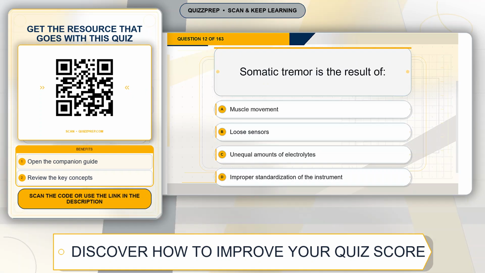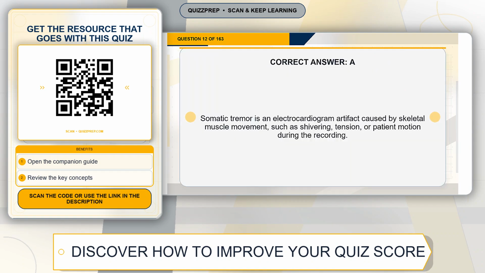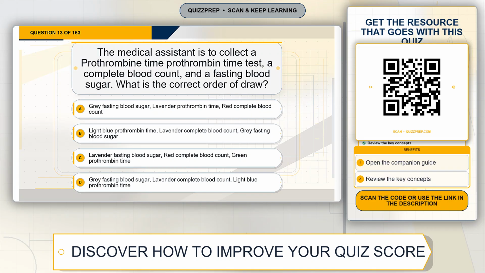Question 12. Somatic tremor is the result of Option A, muscle movement, Option B, loose sensors, Option C, unequal amounts of electrolytes, Option D, improper standardization of the instrument. The correct answer is Option A, muscle movement. Explanation. Somatic tremor is an electrocardiogram artifact caused by skeletal muscle movement, such as shivering, tension, or patient motion during the recording.